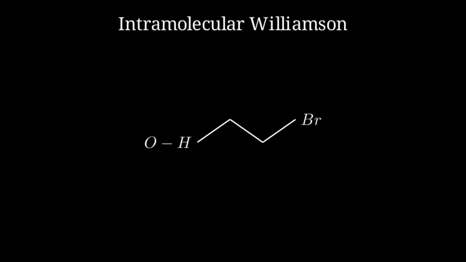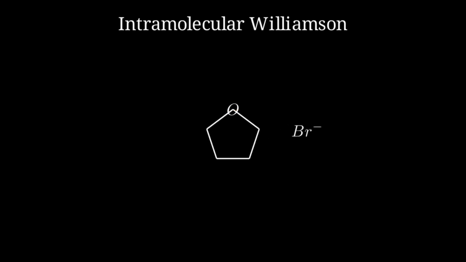The Williamson synthesis can also happen within a single molecule. If a molecule contains both a hydroxyl group and a halide, treatment with a base can trigger an intramolecular SN2 reaction to form cyclic ethers like tetrahydrofuran.